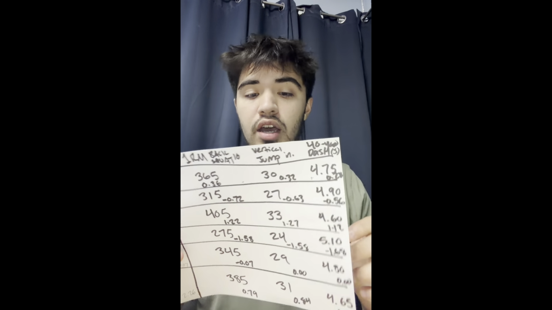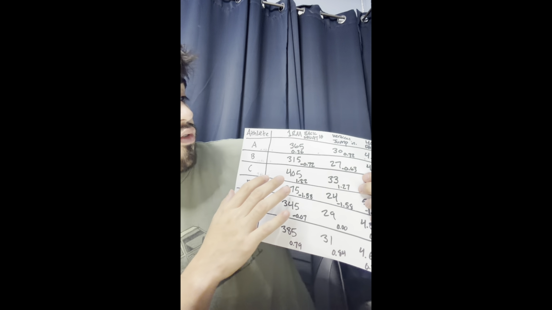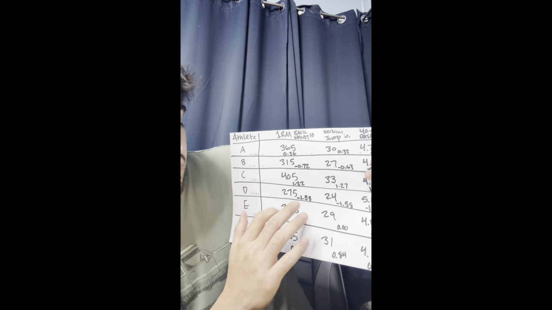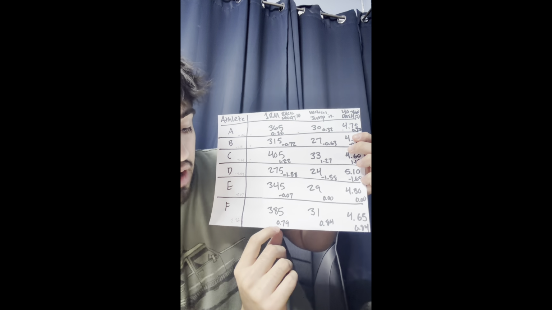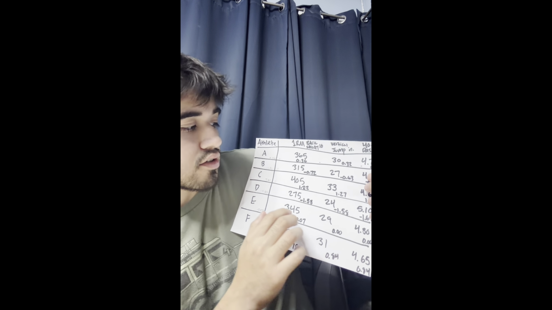Now that we have those, we can calculate the z-scores, which I've written on here for each calculation, for each value. For our 1 rep max value, athlete A had a z-score of 0.36. Athlete B had a z-score of negative 0.72. Athlete C's 405-pound 1 rep max on the back squat had a z-score of 1.22. Athlete D had a z-score of negative 1.58 on the back squat. Athlete E had a z-score of negative 0.07. And athlete F had a z-score of 0.79. So we went ahead and calculated all those for each value.